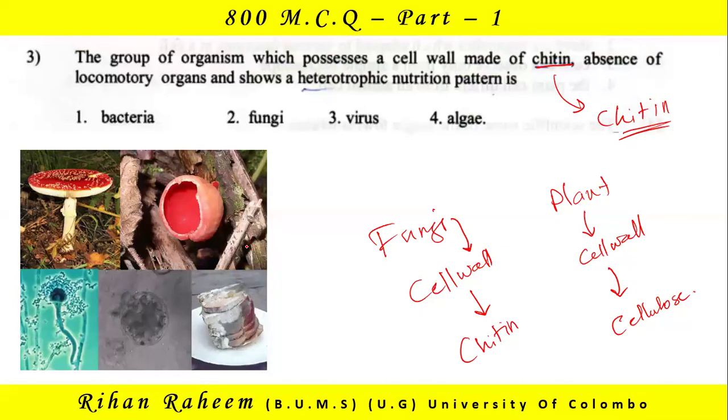This session is going to be fast, not like our normal session. I'll be telling some important data in the middle quickly, so you all can take it down. And locomotory organs, absence of locomotory organ, fungus can't move, shows heterotrophic nutritional pattern. What type of nutrition is shown? Heterotrophic and saprotrophic or saprophytic. They live on dead and decaying organisms. So the answer is fungi.